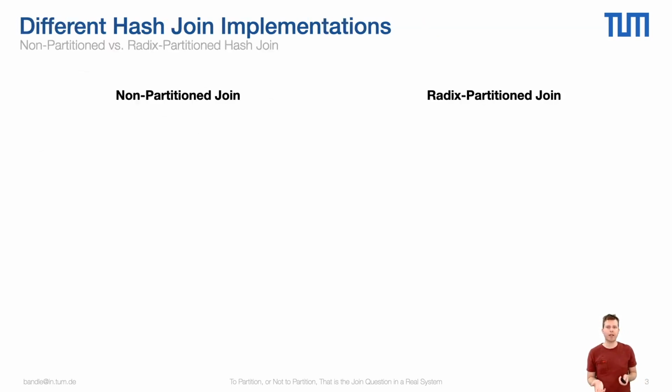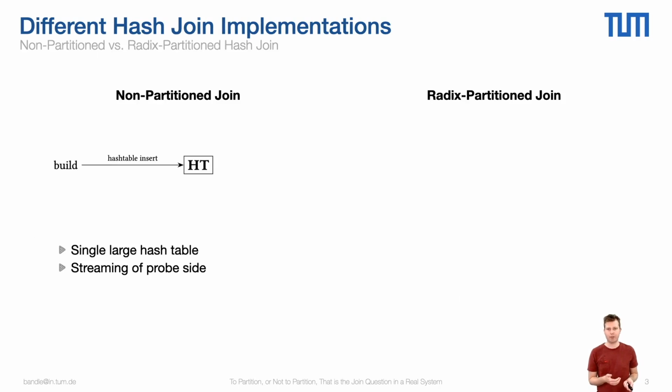To have a quick recap and bring us all on the same page, we're just explaining some basics of the differences of non-partition and radix partition joins. A non-partition join, at least the naive variant, is a bit more straightforward. You have one single large hash table where you're inserting all the build side tuples into. After that's done, you probe the probe side tuples, looking into the hash table, potentially finding the join partner, and then returning the result to the next operator.